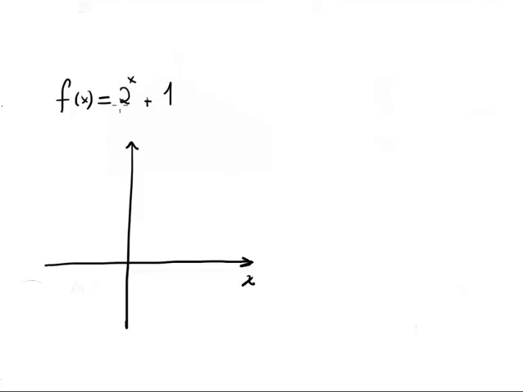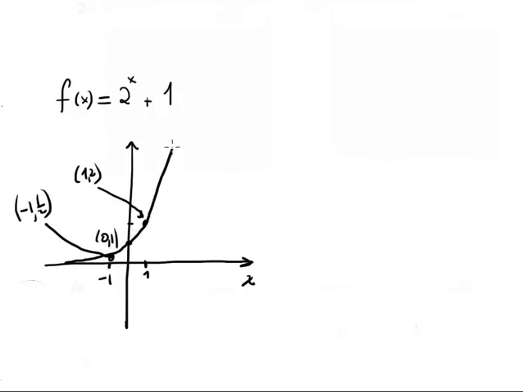In this case the base is 2, the base is greater than 1, so it's an increasing function. This is (0,1), the typical point. This is 1 and negative 1. And this is 2 here, and this is 1/2. This point is (1,2), and this point is (-1,1/2). Now the exponential looks like that. This is the basic 2 to the x.